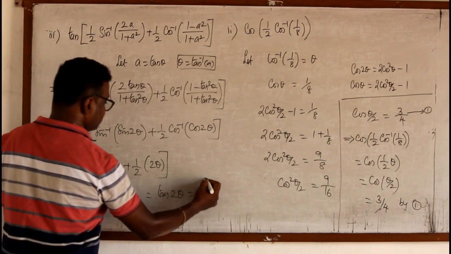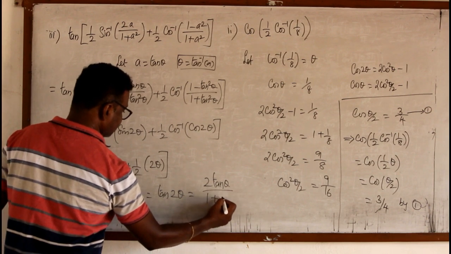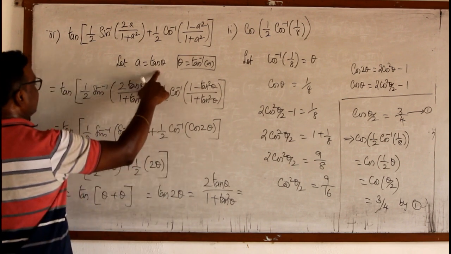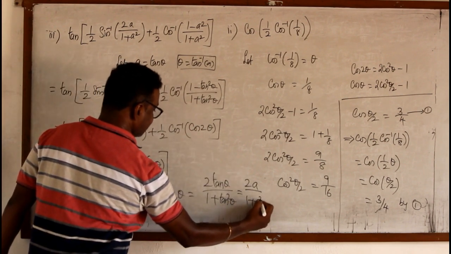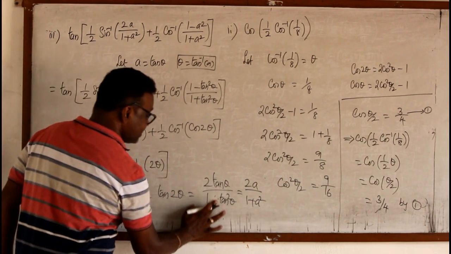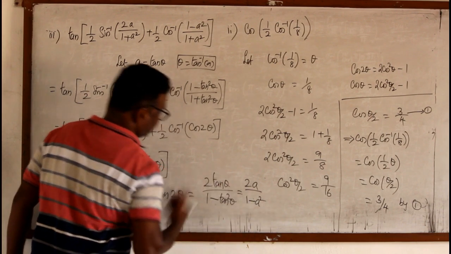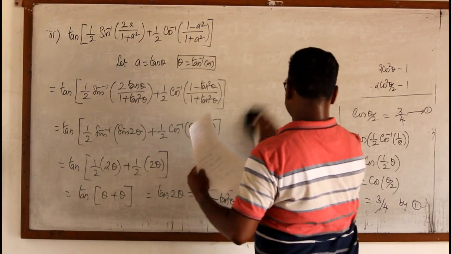We know tan 2 theta is 2 tan theta by 1 plus tan square theta. Now, wherever tan theta comes, a. So, it is 2a by 1 plus a square. Sorry, it is 1 minus tan square theta. So, it is 1 minus a square. With that, example 4.18 is over.